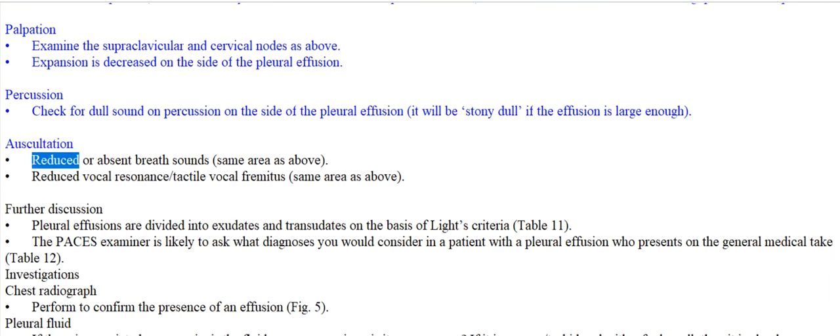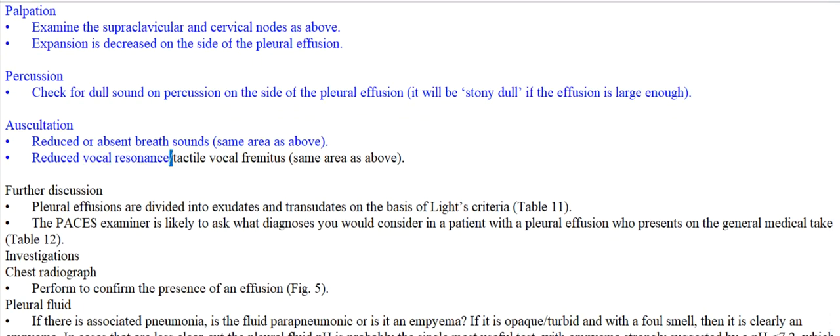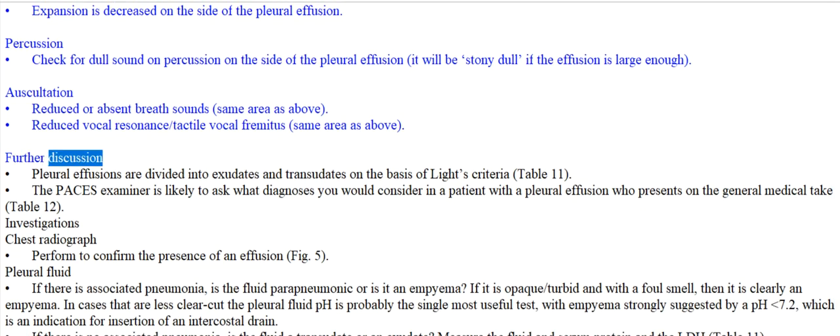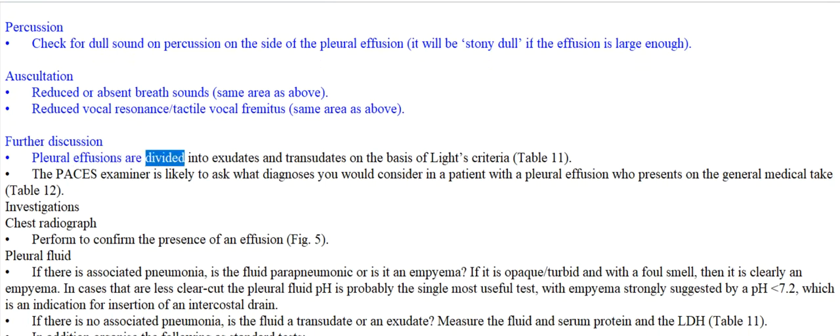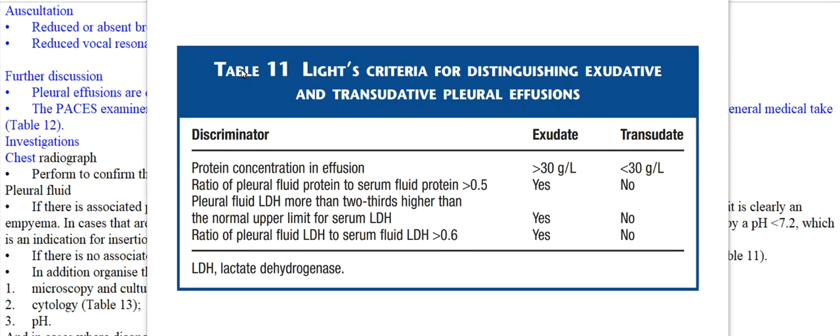Auscultation. Reduced or absent breath sounds, same area as above. Reduced vocal resonance and tactile vocal fremitus, same area as above. Further discussion. Pleural effusions are divided into exudates and transudates on the basis of Light's criteria, Table 11. The PACES examiner is likely to ask what diagnoses you would consider in a patient with a pleural effusion who presents on the general medical take, Table 12.